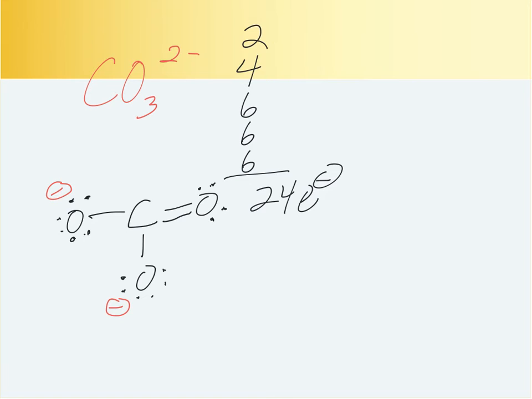Did we use 24 electrons? 2, 4, 6, 8, 10, 12, 14, 16, 18, 20, 22, 24. So that's a good check. Is our charge right? -1, -1. That's -2. Looks like we're good.